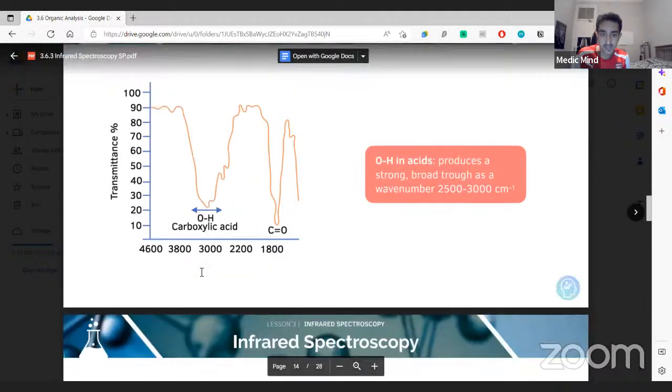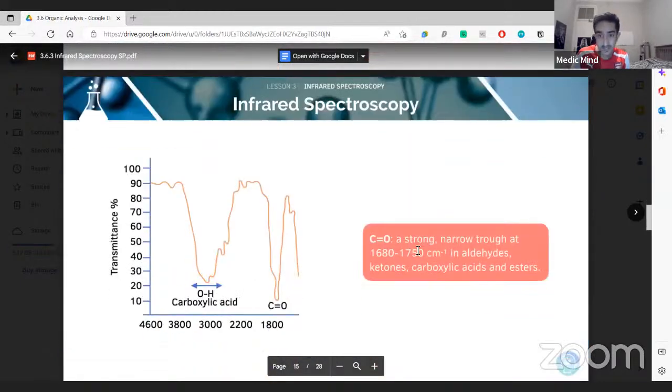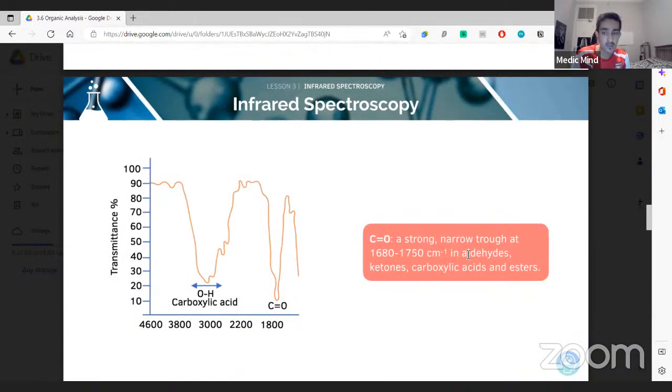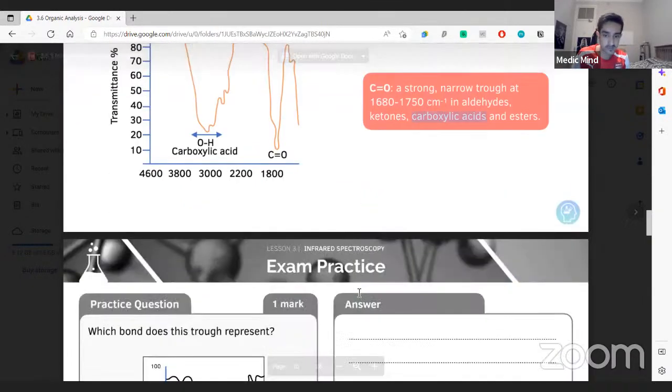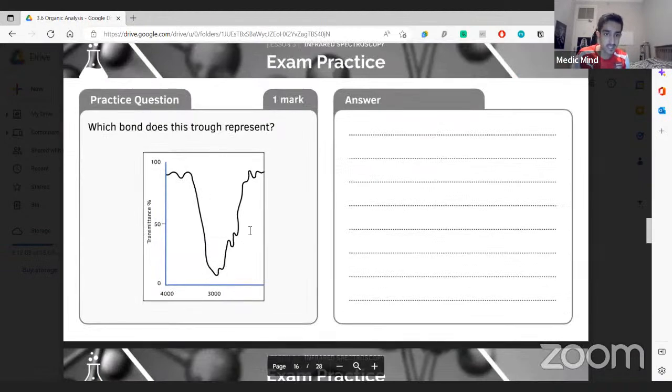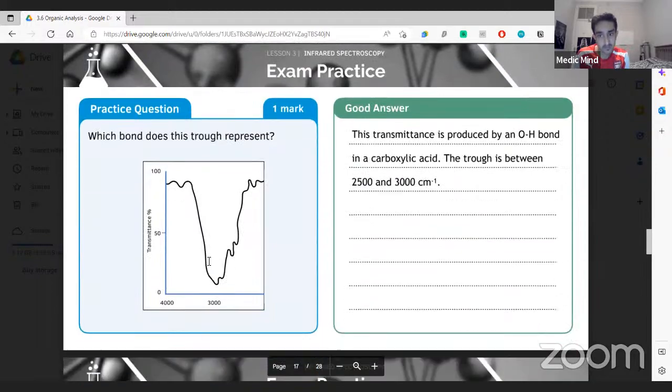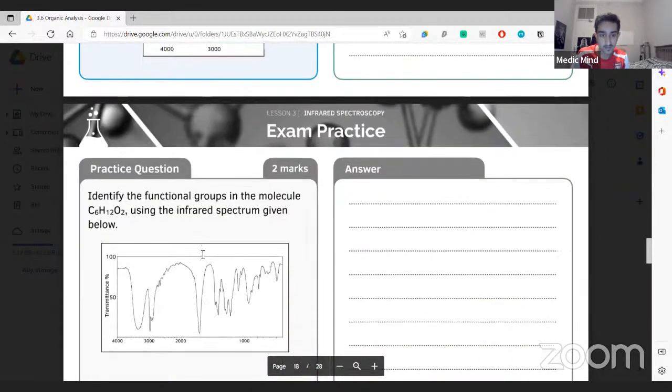A carbon-oxygen double bond, C=O, gives a strong peak between 1680 and 1750, and that probably tells you it's an aldehyde or a ketone. If you see that alongside the broad peak, then you're thinking carboxylic acid. So if you see this broad peak around 3000, you're thinking OH group, probably a carboxylic acid.